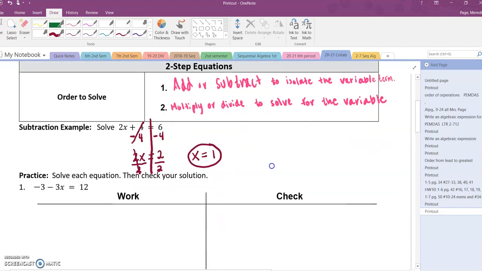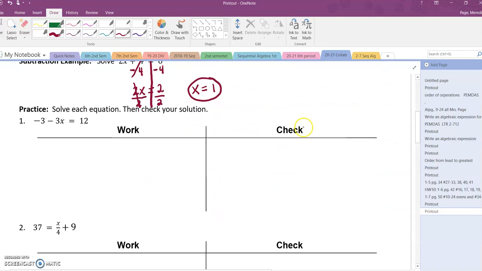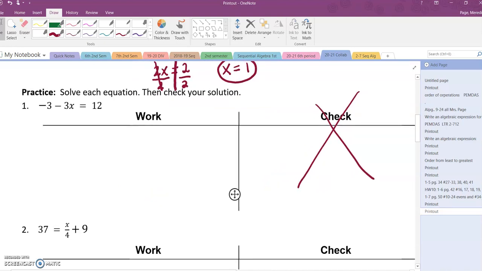Okay, let's do another example. Now we're not going to check the work, but we're just going to solve for x using those two steps. If you want to check your work, you're more than welcome to. Maybe one of these I will end up doing. So solve the equation, check your solution. So we have negative 3x. First things first, I want to draw my line down the equal sign.